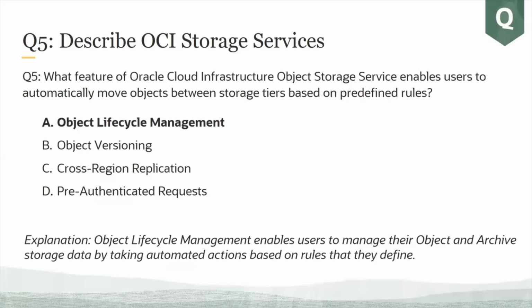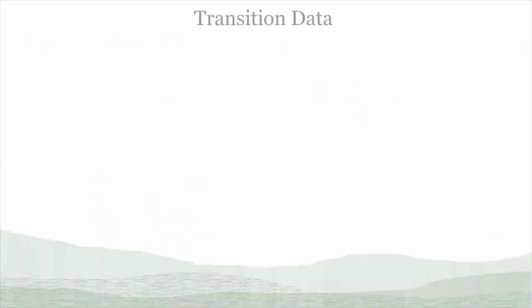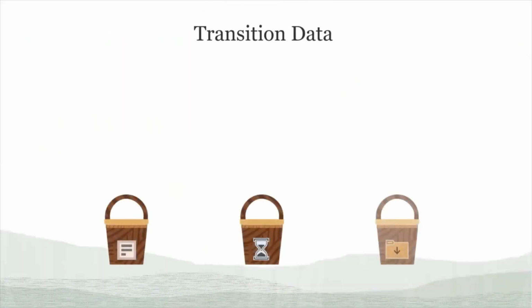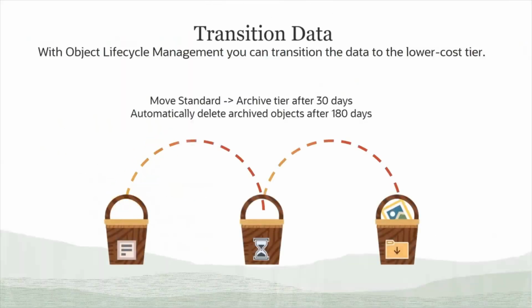Alright, so the correct answer is object lifecycle management. The basic idea here, which we covered in the storage module, is you can move your objects between different tiers. So you can move objects from the standard tier to archive tier, and you could define rules saying move objects after 30 days or automatically delete archived objects after 180 days. The whole idea is to save costs by doing this, and this capability is there with the object storage service.